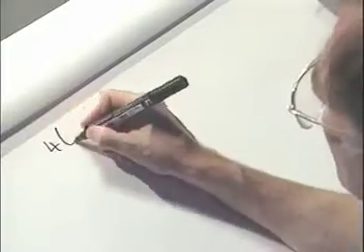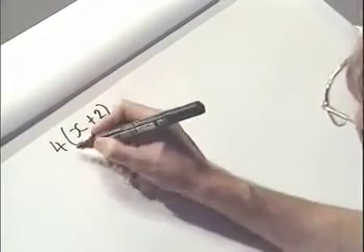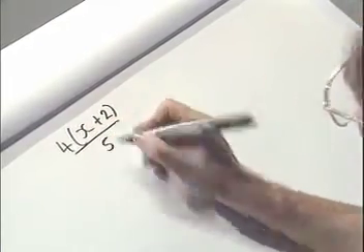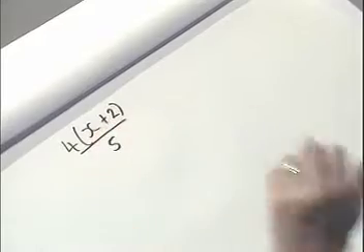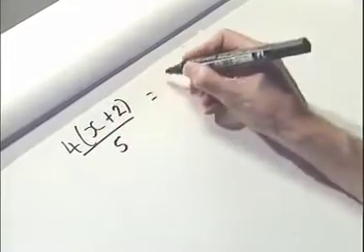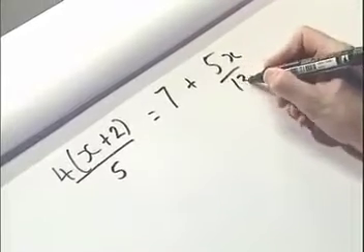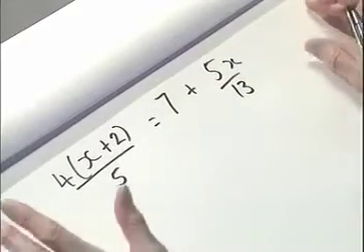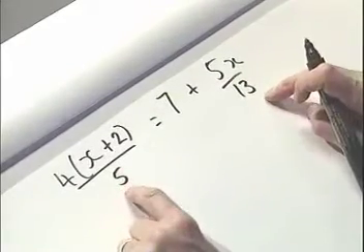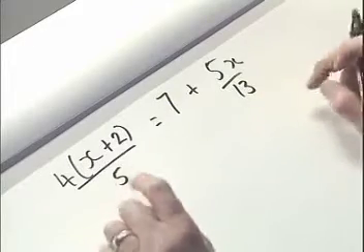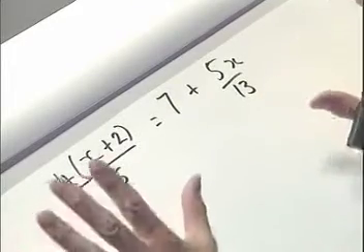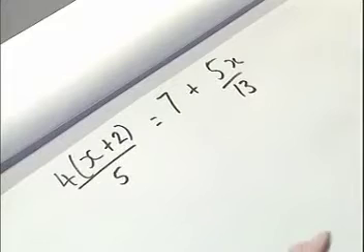So, let's introduce some fractions along with some brackets. So with 4 brackets x plus 2 all over 5 is equal to 7 plus 5x over 13. We've got some fractions here. Numbers in the denominator, 5 and 13. We want rid of those. We want to be able to work with whole numbers, with integers. So we have to find a way of getting rid of them.